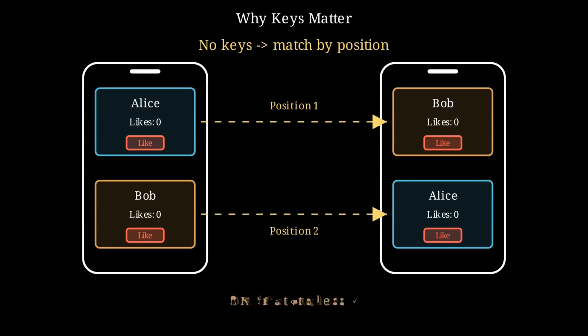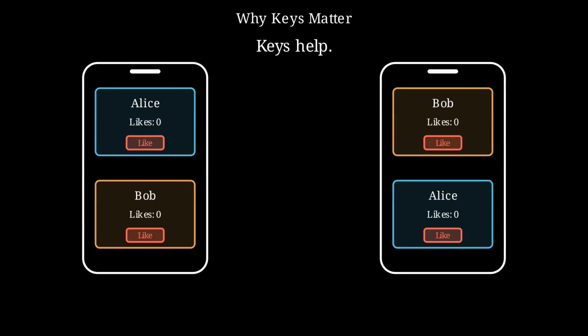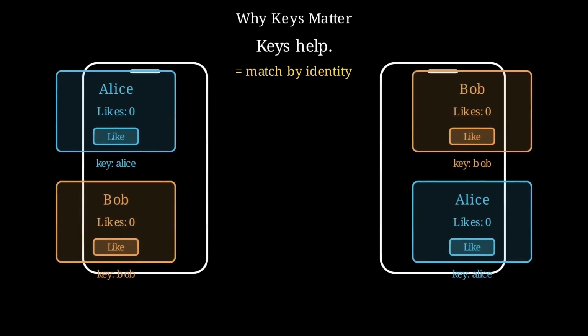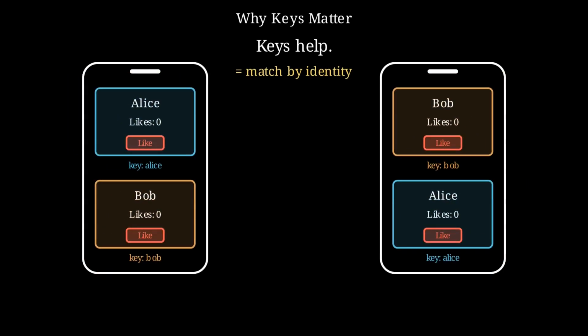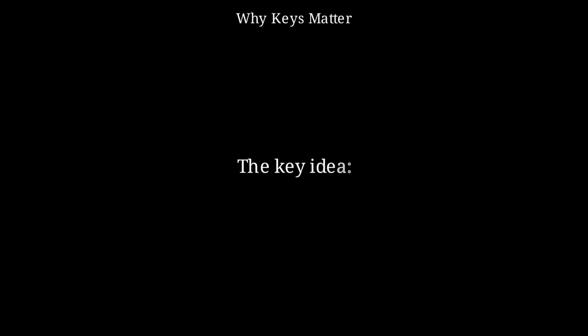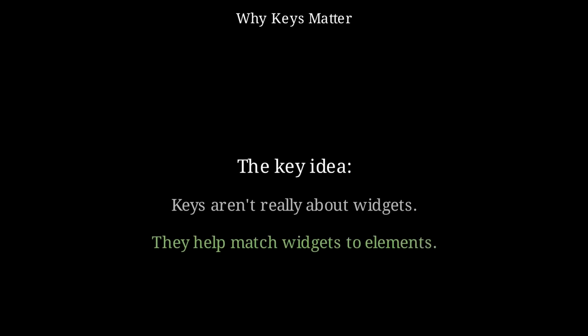For simple stateless UI, this may look fine. But if each card has its own state, animation, text input, checkbox value, or focus, then the wrong state can appear attached to the wrong data. This is where keys help. A key tells Flutter, do not only match by position, match this widget by identity. So if Alice has Alice's key and Bob has Bob's key, Flutter can move the correct element with the correct data. The important idea is this: keys are not mainly for widgets. Keys help Flutter match widgets to elements.